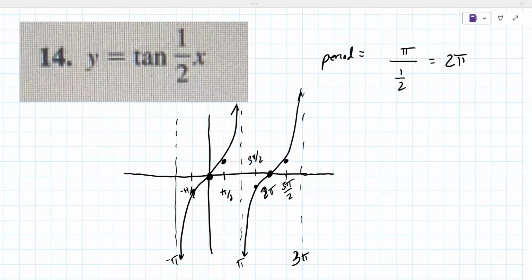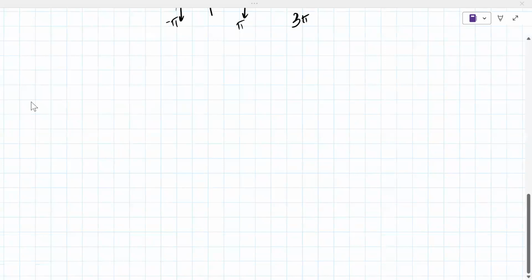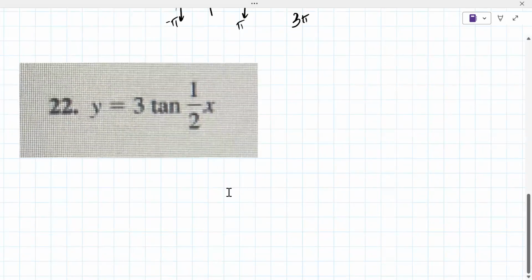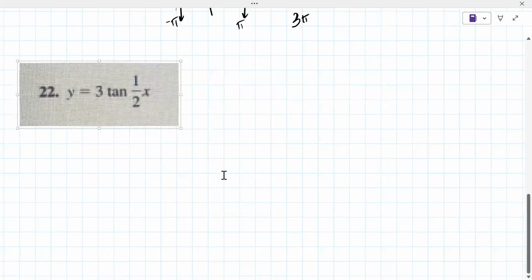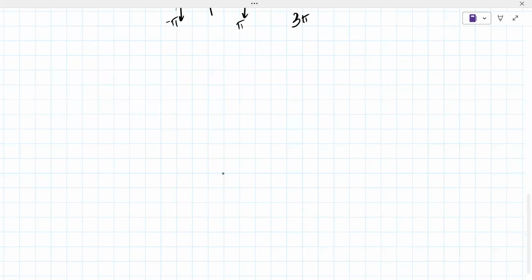It does say 1 period in your instructions. I mean, I don't know. Did we already do that? I shouldn't do this one because we just did one like that. Let me make one up here.